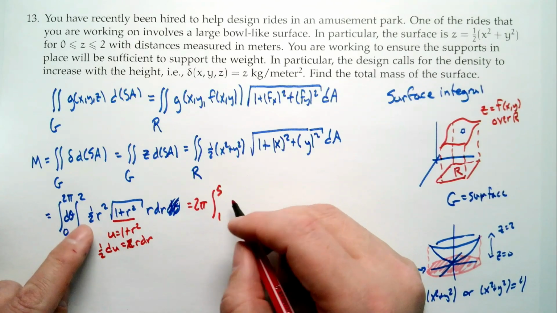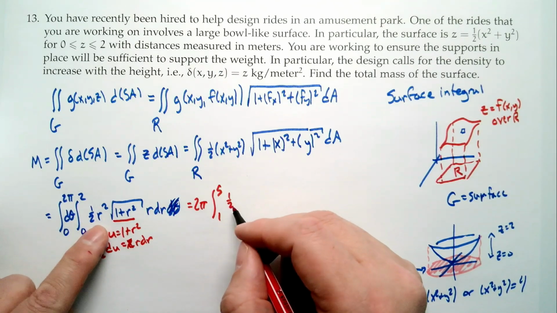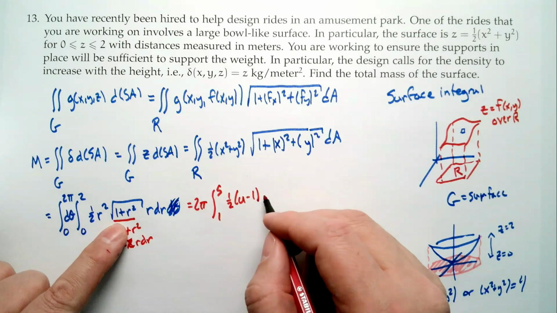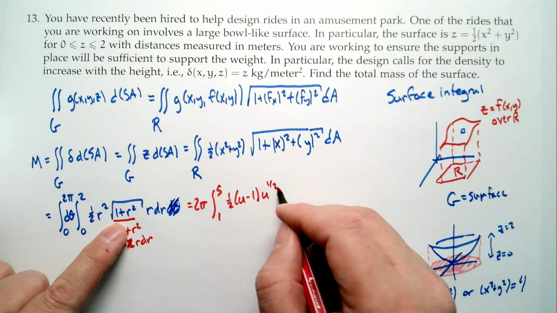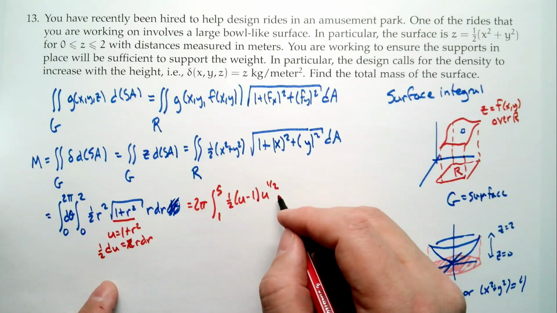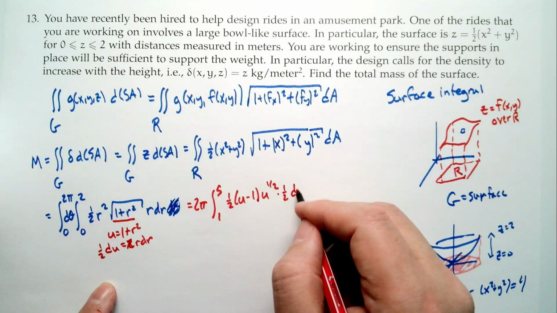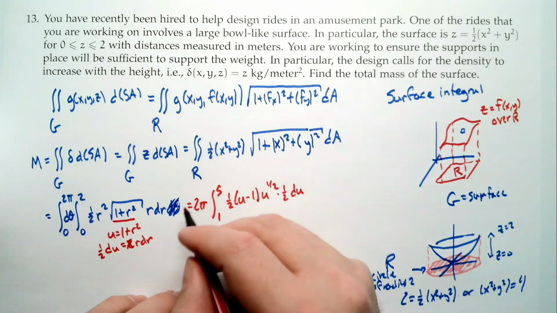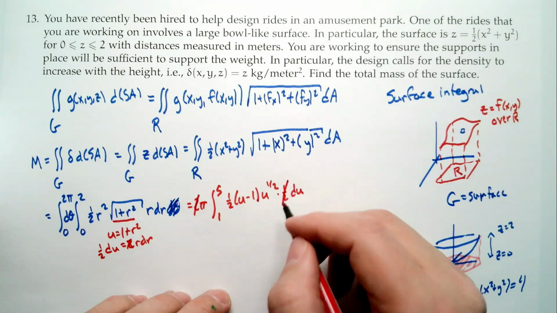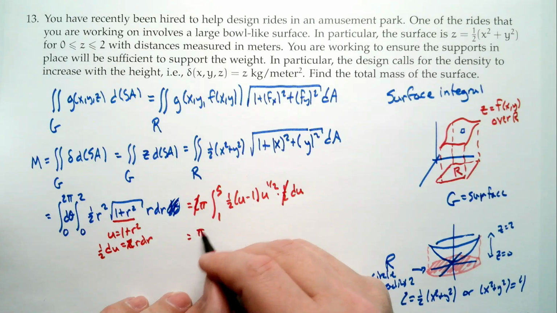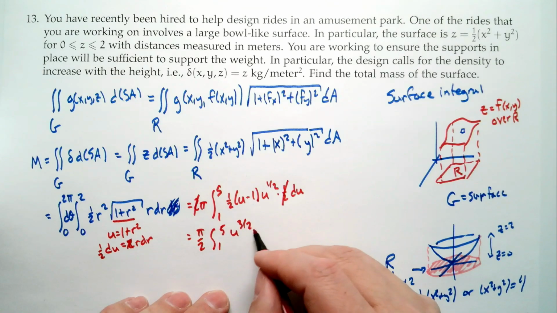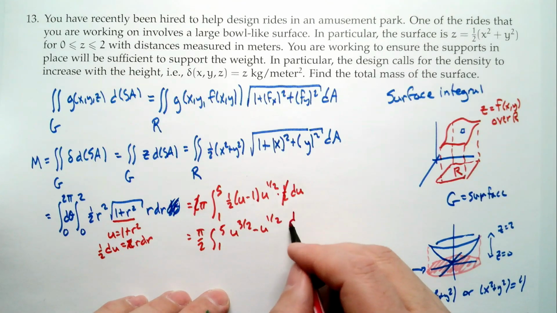The 1/2 stays at a half. R squared becomes u minus 1. Square root of 1 plus r squared becomes u to the 1/2. And then the r dr becomes another 1/2 du. Now, this is a doable integral. We can cancel off one of the halves. We can pull out the other half, so we get pi over 2, integral 1 to 5 of u to the 3/2 minus u to the 1/2 du.